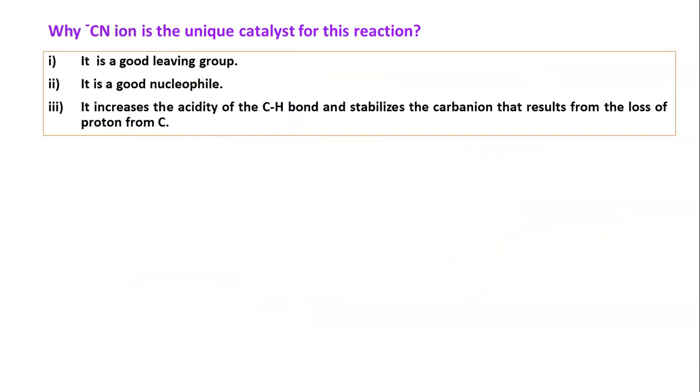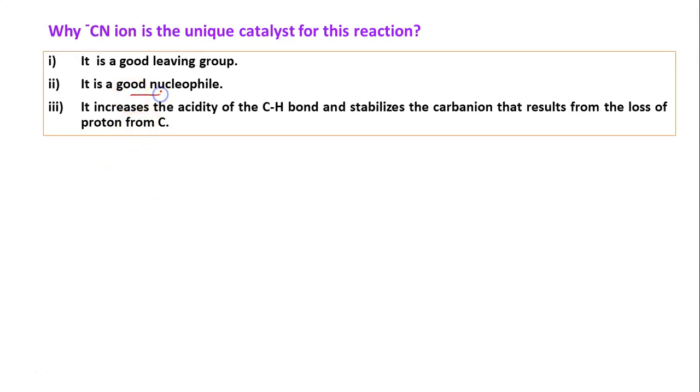Now, why is this catalyst so unique for this reaction? Why do we not use any other catalyst? There must be some reason. First of all, it is a good leaving group. In the mechanism we saw in the last part, there is loss of CN. If it is not a good leaving group, then this removal of CN will not take place easily. So the catalyst must be a very good leaving group.